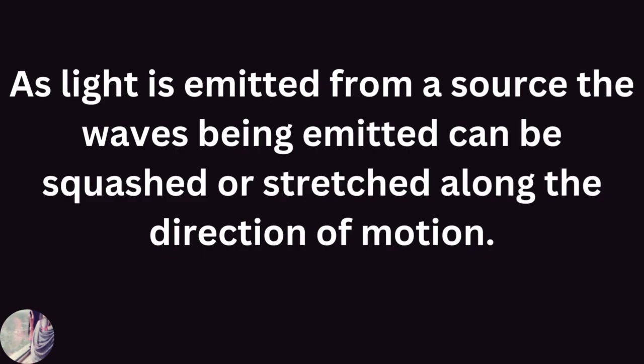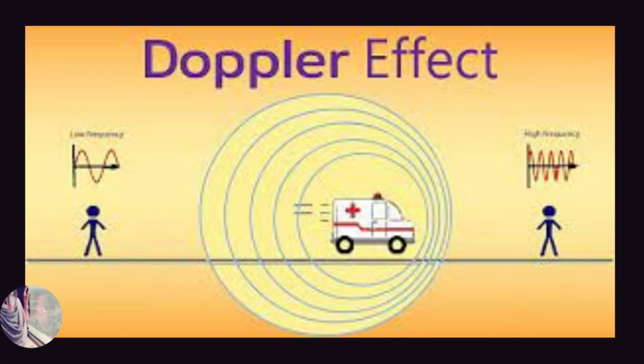As light is emitted from a source, the waves being emitted can be squashed or stretched along the direction of motion. For example, here in this picture, we can observe that the observer is stationary and the source of sound is moving towards the observer. So the frequency is high, but the wavelength is short. But on the back side of our source, the source of sound, the frequency is low, but the wavelength is longer.